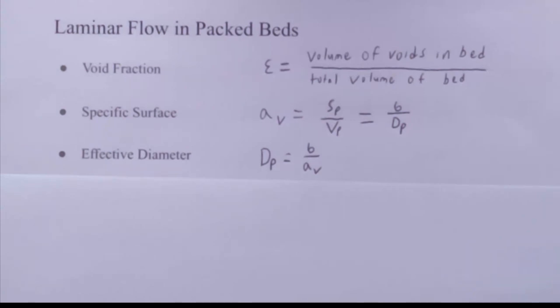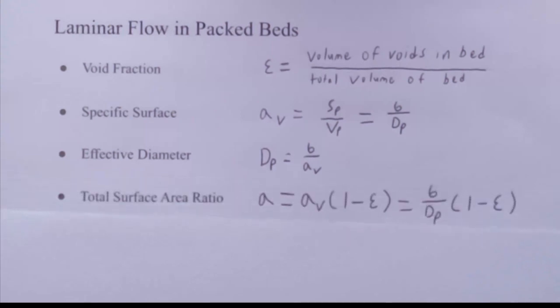From the specific surface and void fraction, we can define the total surface area ratio A as the specific surface times the concentration of solids in the bed, which is 1 minus the void fraction. Lastly, we can define the superficial velocity V prime equal to the void fraction times the average interstitial velocity V. This represents the flow rate across the entire bed as a product of the void fraction times the flow rate across gaps in the bed.